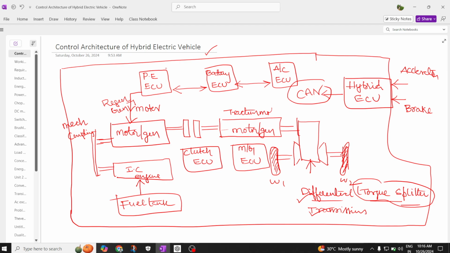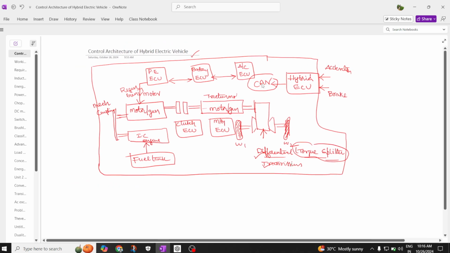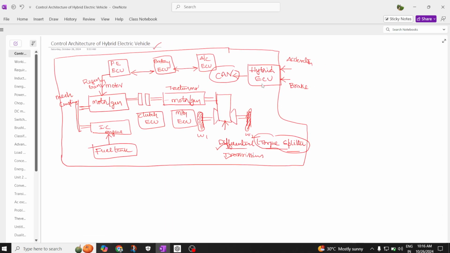Now let's try to understand each individual function of this ECU. This is the control architecture of our hybrid electric vehicle. So coming to the functionalities, or what kind of work a hybrid electronic control unit does, it's very simple to understand. ECU is nothing but electronic control unit. So this is a very important question under the category of unit 4 lecture 30.